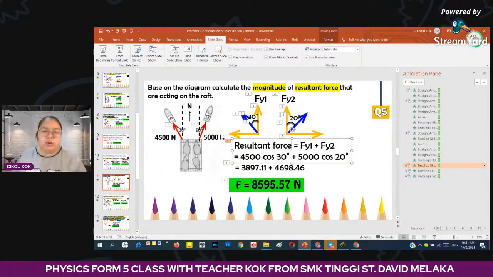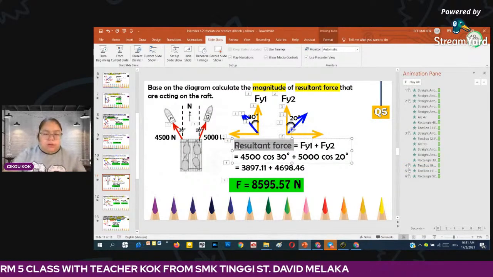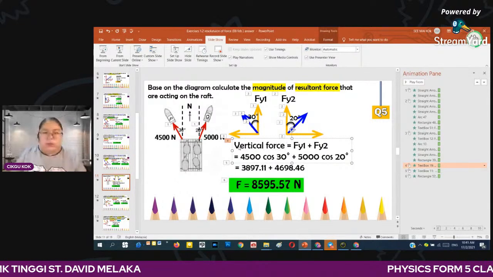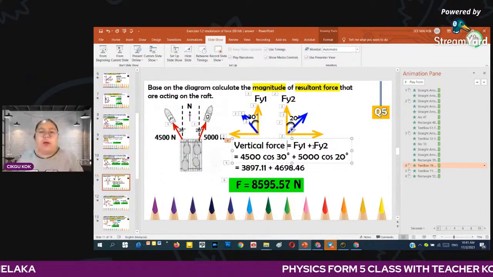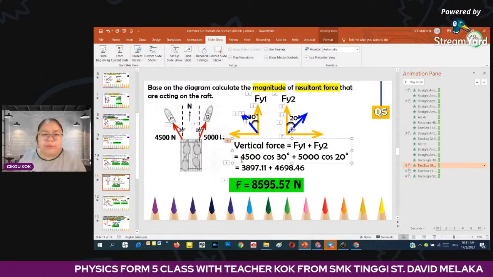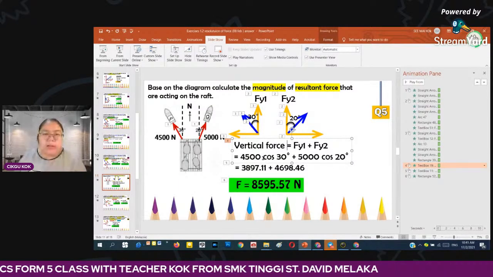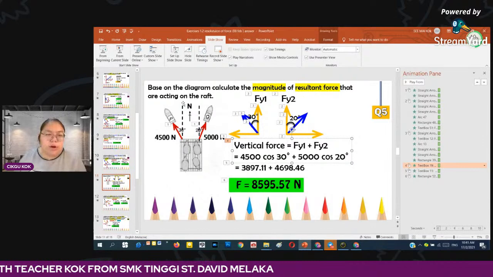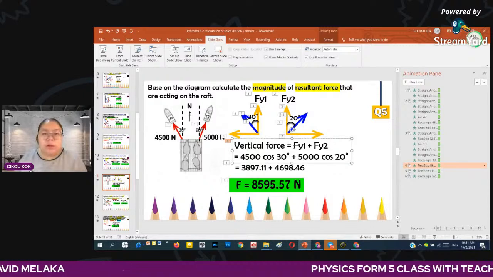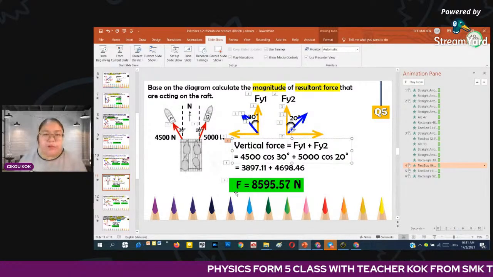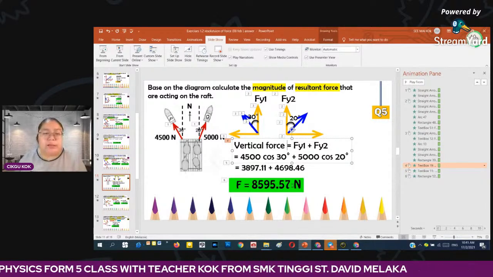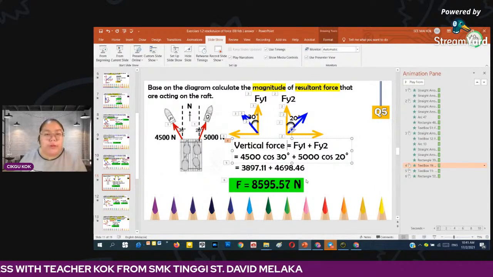So I need to show the vertical force. From here we show vertical force. Vertical force is Fy1 plus Fy2. That's correct. So from here, I need to say 4,500 cos 30 for the first one, and another one is 5,000 cos 20. This one is called vertical force. So we find the vertical force is 8,595.57.